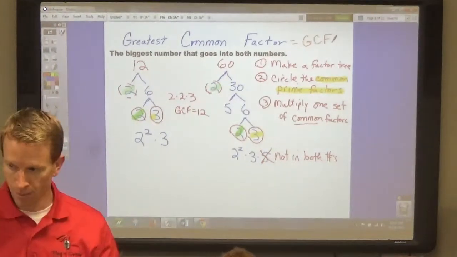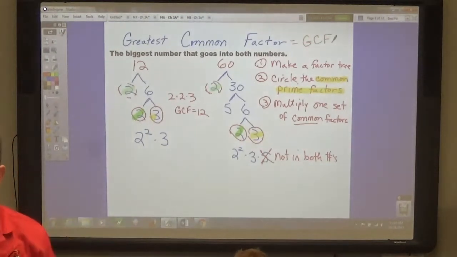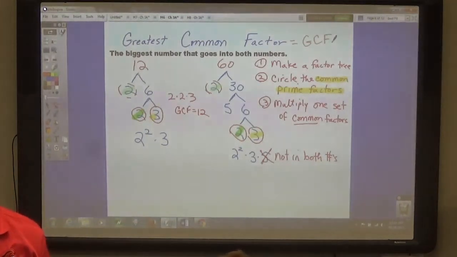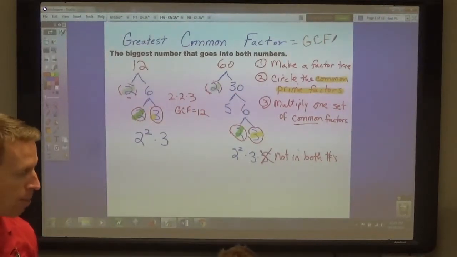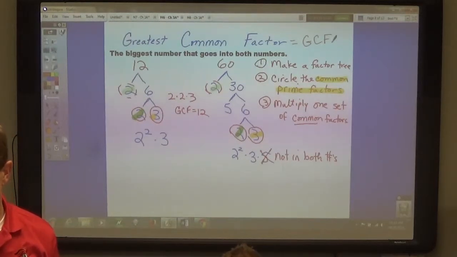Look at me and listen. We're trying to find the biggest number that goes into both numbers. That's called the greatest common factor. The biggest number that goes into all of our numbers that we're given.